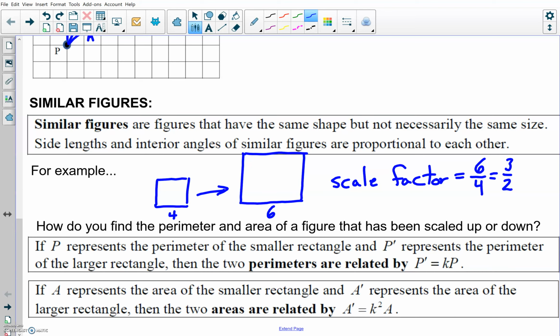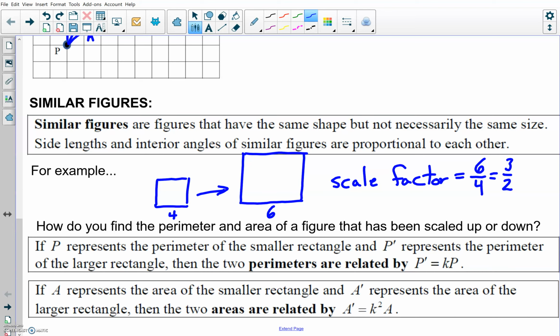So how do you find the perimeter and area of a figure that has been scaled up or down? Well, if P represents the perimeter of the smaller rectangle and P prime represents the perimeter of the larger rectangle, then the two perimeters are related by P prime equals K times P. So you just have to multiply the old perimeter by the scale factor to get the new perimeter. If A represents the area of the smaller rectangle or shape, and A prime represents the area of the larger one, then the two areas are related by A prime equals K squared times A. So with area, you're squaring things, so it should make sense that the K gets squared as well. You're squaring that scale factor.